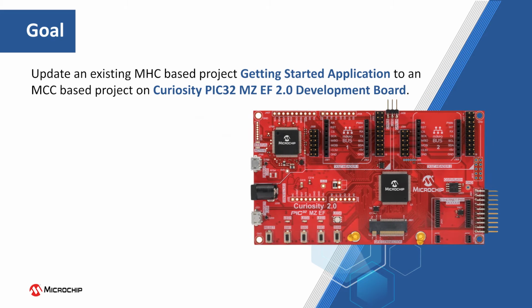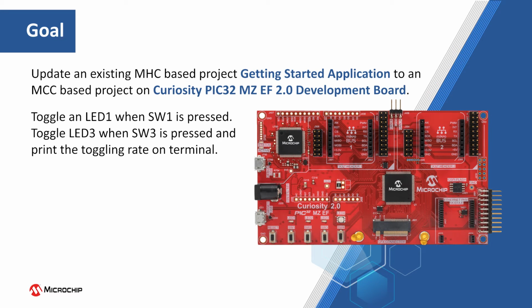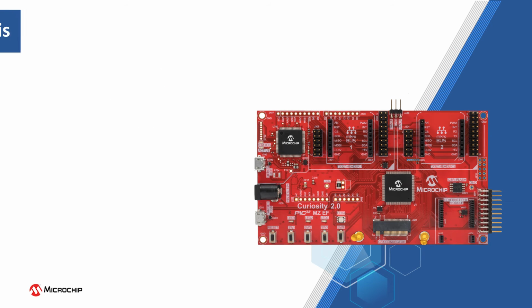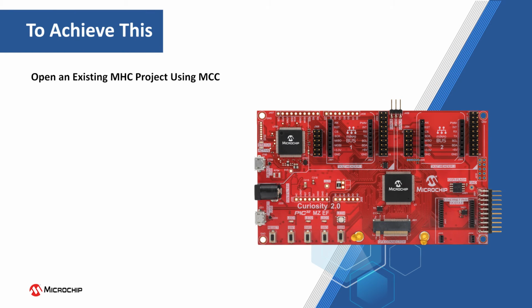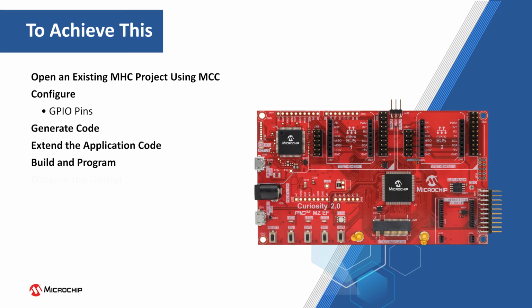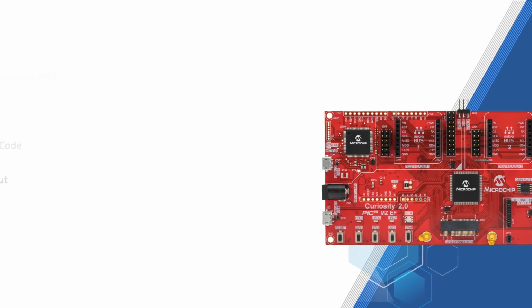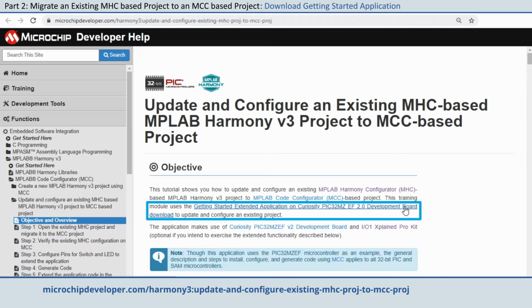This application demonstrates an LED 1 toggle when the switch SW1 is pressed, LED 3 when switch SW3 is pressed, and prints the LED toggling rate onto the serial terminal. To achieve this, we will open an existing MHC-based project using MCC. Configure the GPIO pins and generate the code using the MCC, and extend the application code, build, program, and observe the outputs. To get started, download the existing MHC project from the link shown here.